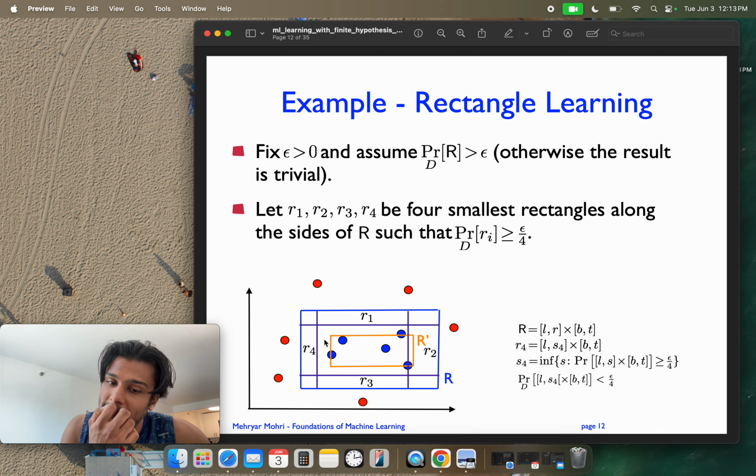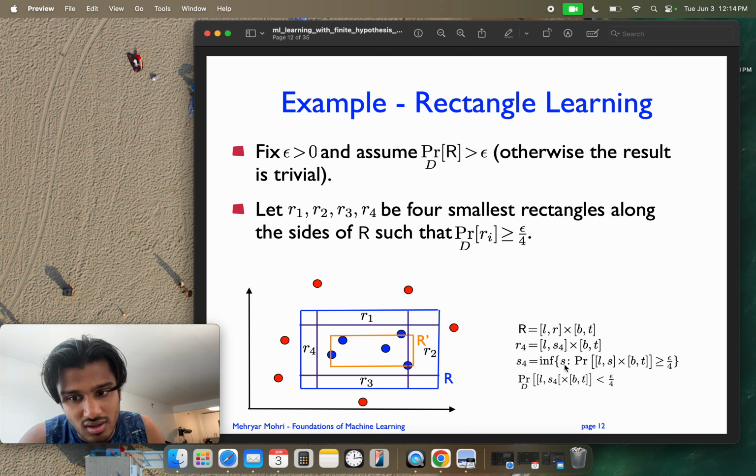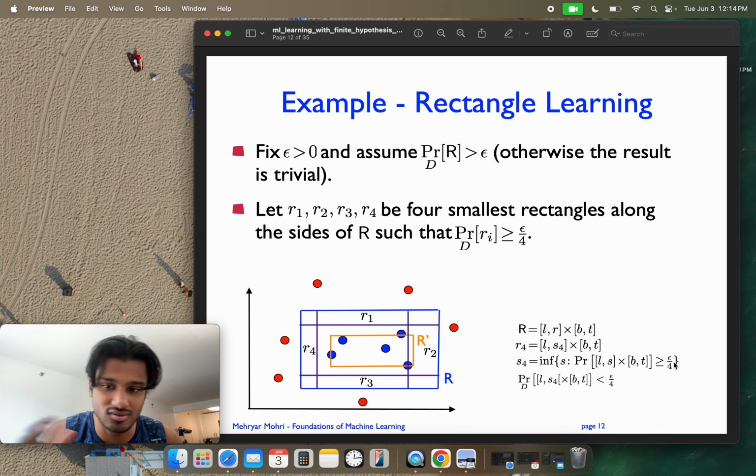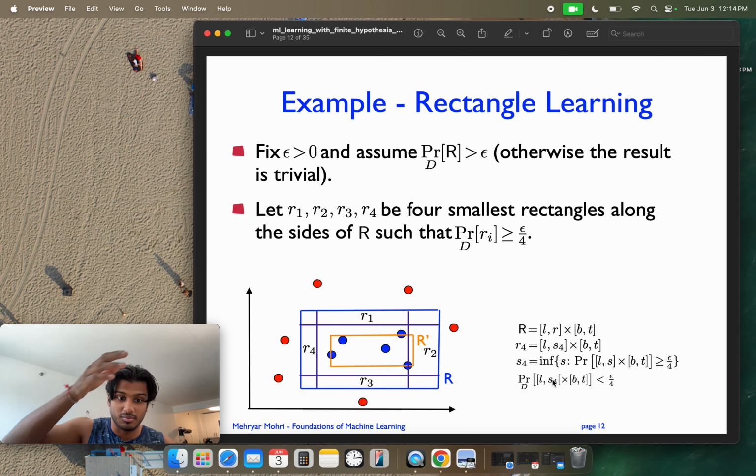Anyway, so the rectangle R goes from left to right and bottom to top, right? So R4 goes from left to S4 and bottom to top. And what is S4? S4 is the infimum of all the S's, such that the probability from L to S and B to T is greater than epsilon by 4. Fine. And the probability if I remove S4, like remove this particular line, is less than epsilon by 4.